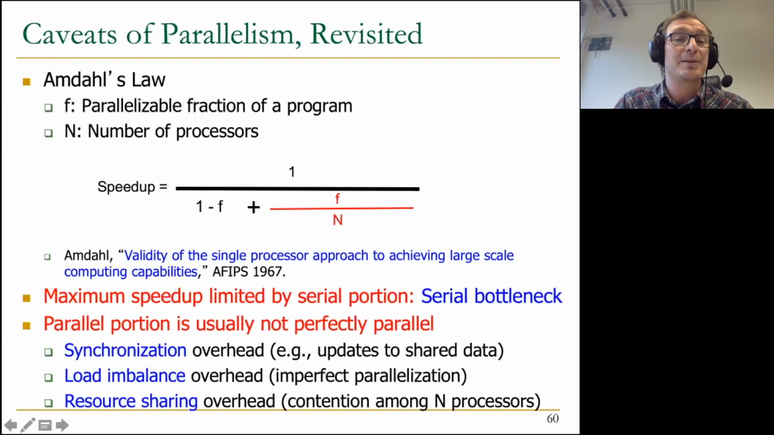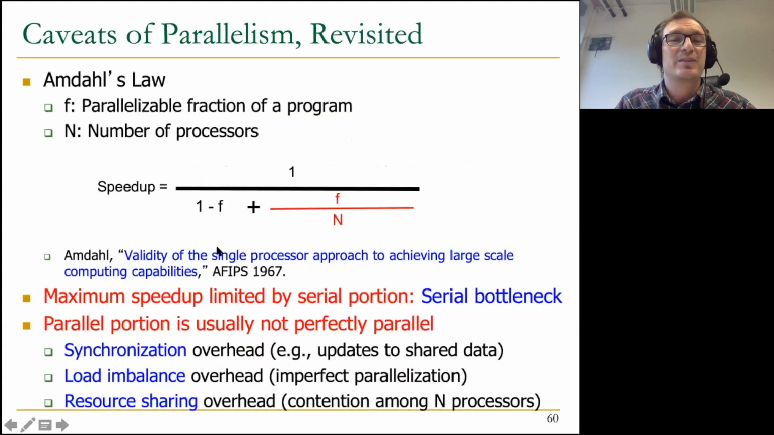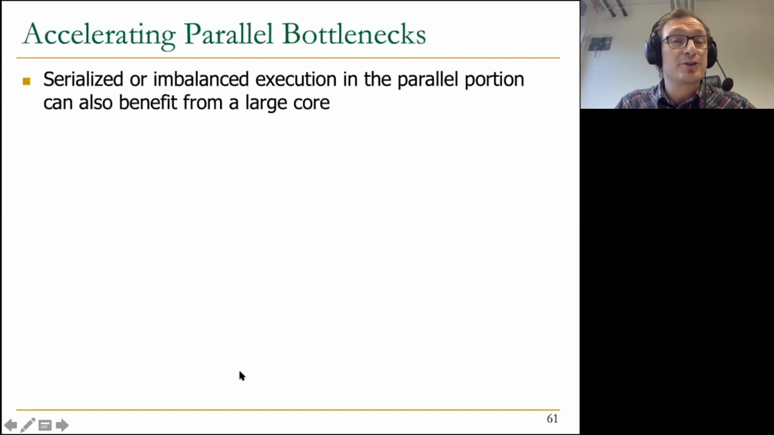So far we've been talking about accelerating serial bottlenecks, right? We're accelerating the serial bottleneck. We have not changed much over here. If you do things right, this is really equal to n in the end, where n is the number of small processor equivalents that you have. But clearly we have parallel bottlenecks as well, and that could also benefit from a large core.